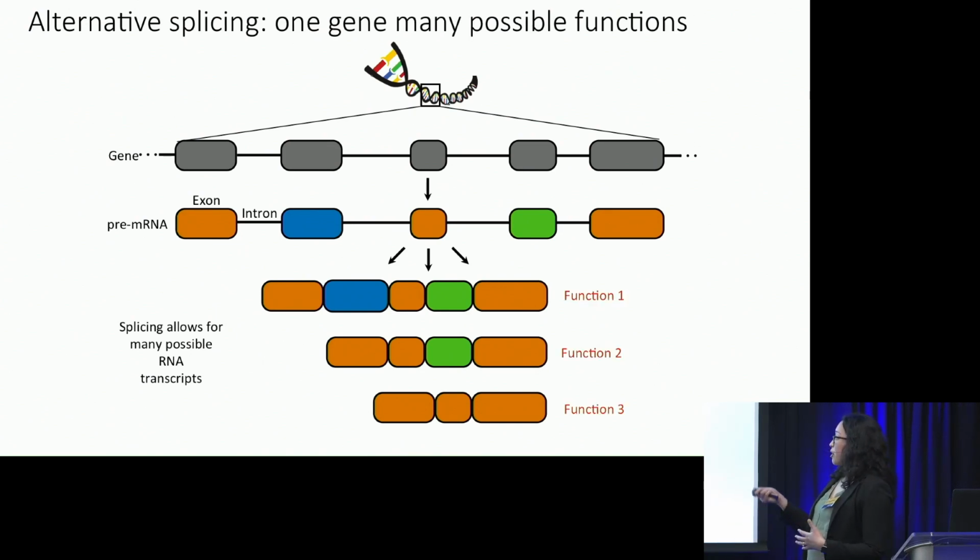And why that's potentially interesting for diversity of gene function is that you can have different gene functions from the same initial message. So it allows for greater control of gene regulation and also potentially the arising of new functions of genes.